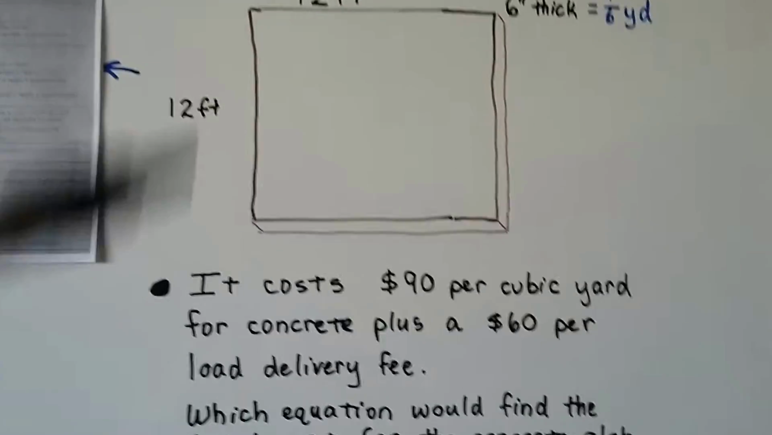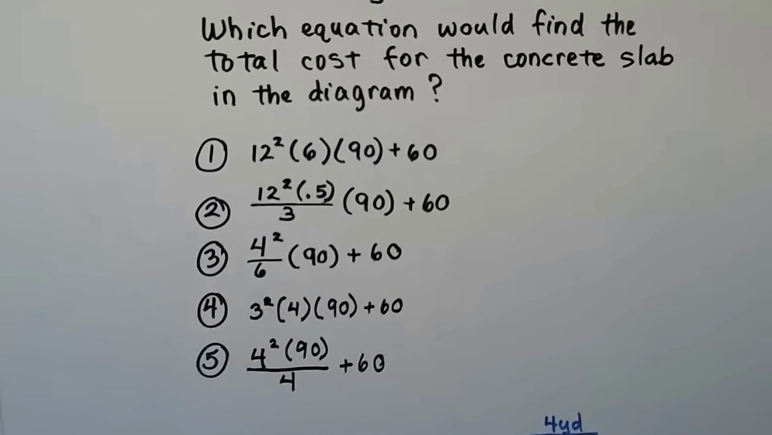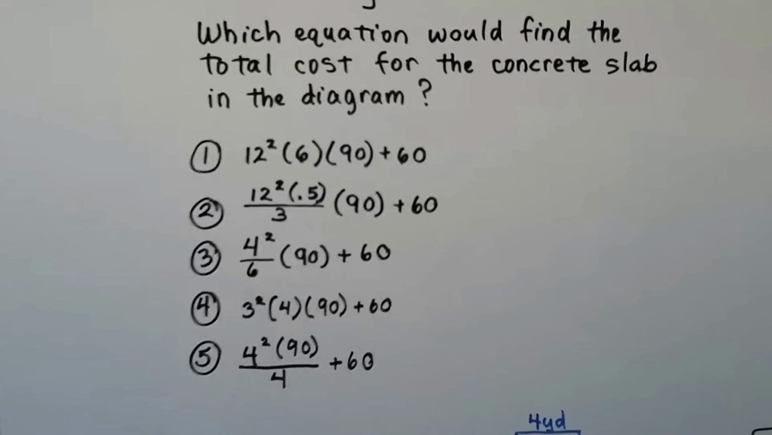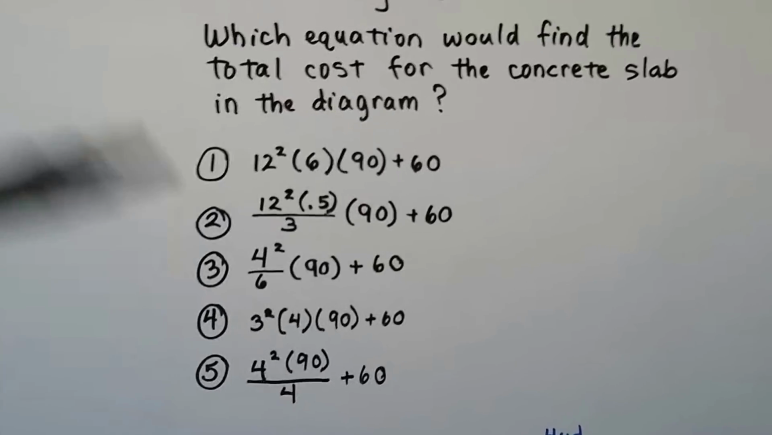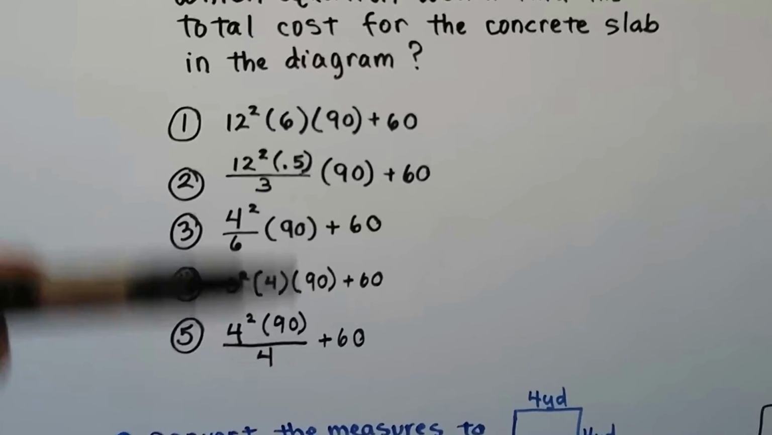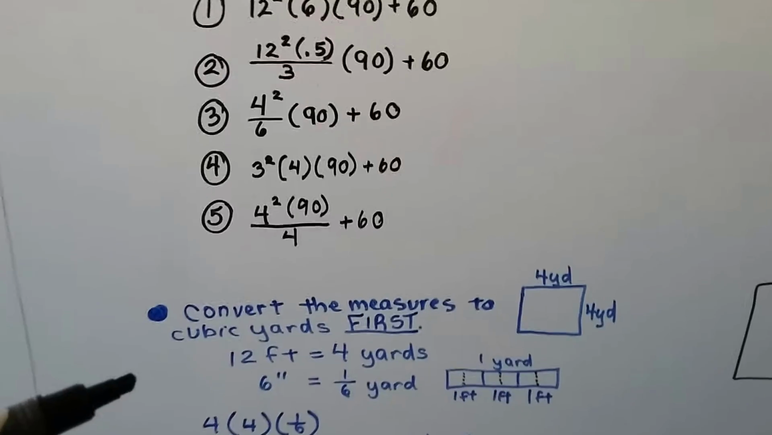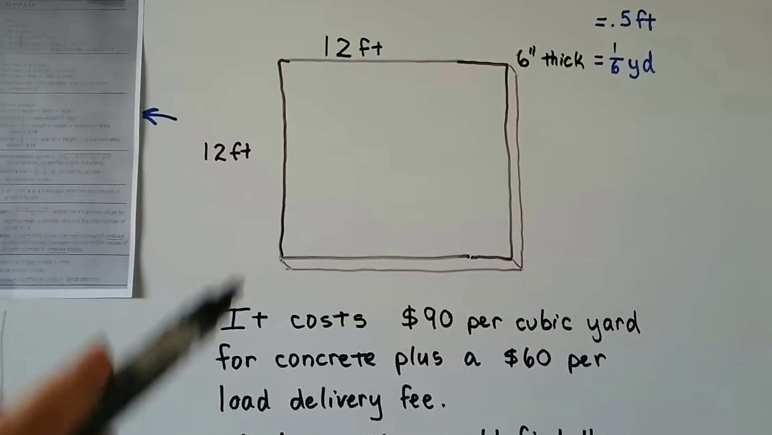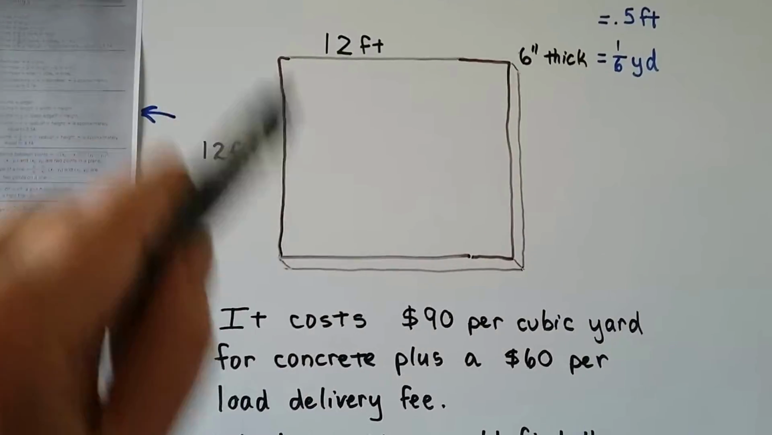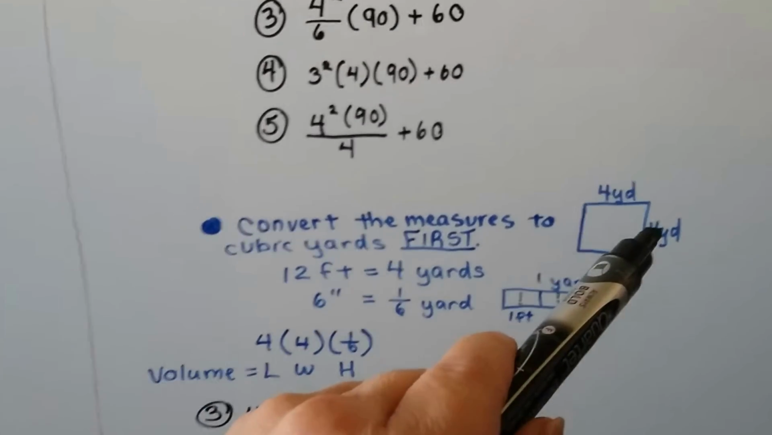So we get a bunch of different choices of equations. Which equation would find the total cost for the concrete slab in the diagram? We look at all of these different ones. So what we need to do is figure it out and then see how we figured it out and which one worked. So the first thing we're going to do is convert the measures to cubic yards because the price was in cubic yards, but this is in feet. And there's 3 feet in 1 yard, so that's 4 yards, and that's 4 yards, okay? So now we have 4 yards times 4 yards.